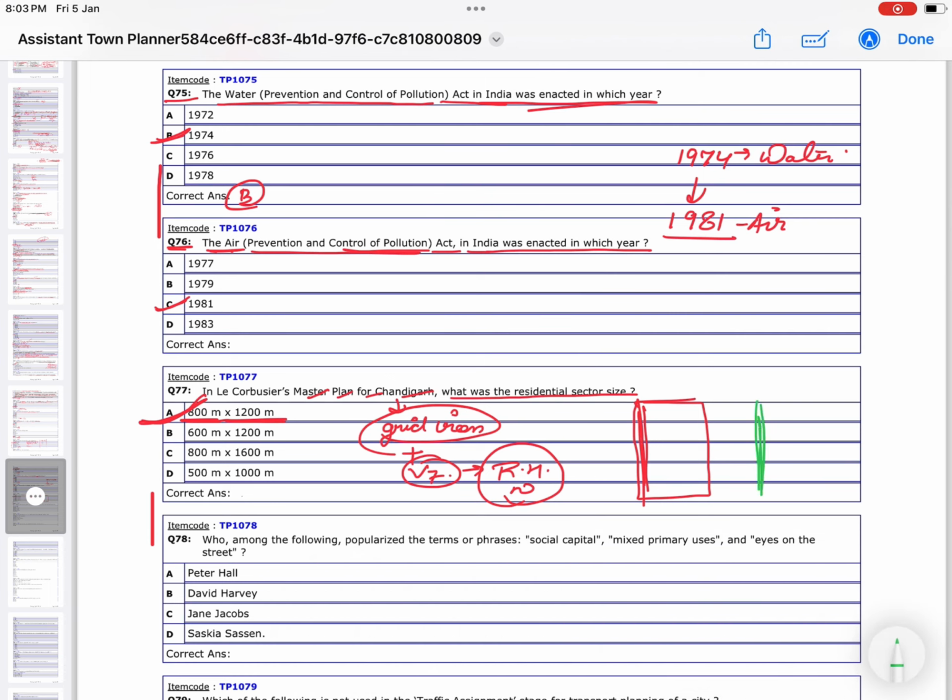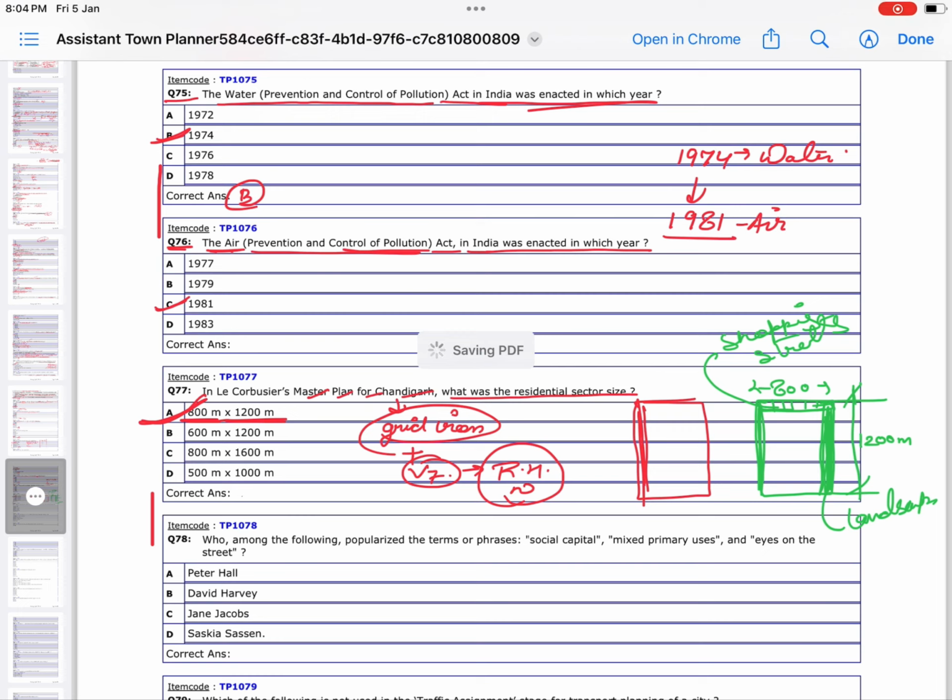So if this is his sector, what he said is, if this side is 800 and this side is 1200 meters, then in the 800 there will be the outer area, which will have the shopping streets, whereas the 1200 side will have green landscape. So you also have to remember this.